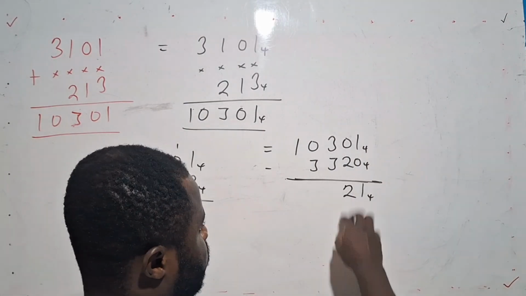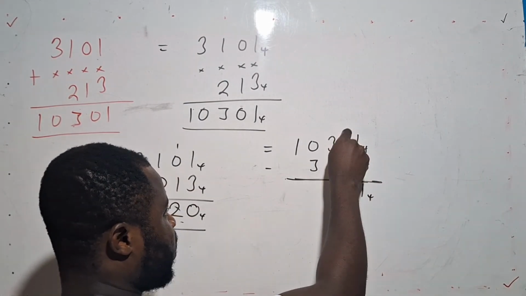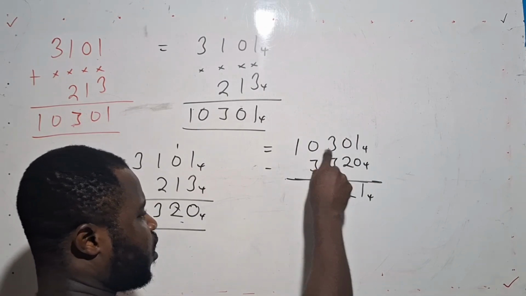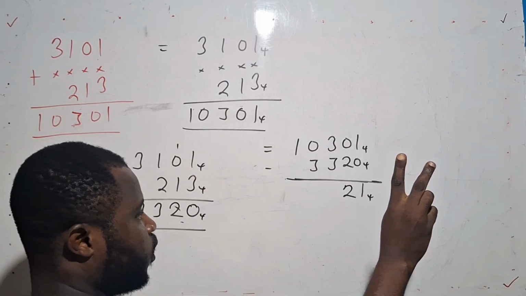So let me repeat. We can't subtract 2 from 0. You borrow 1 here in base 4. So here is 4. 2 from 4 is 2. Now here is left with 2. Here is left with 2.